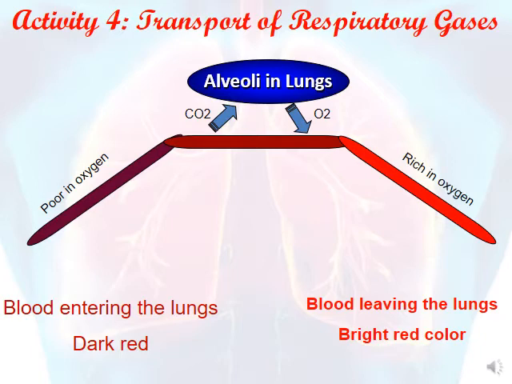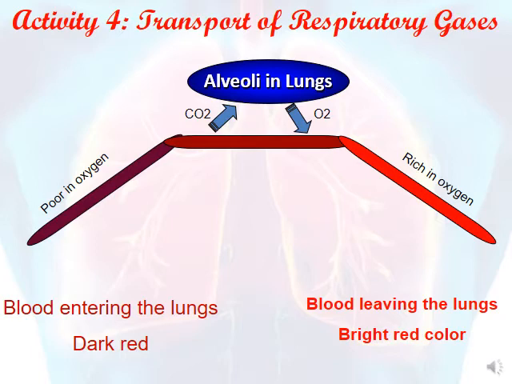So as you see here, we have the property here. We have poor in oxygen. That's why it's dark red in color, since it's poor in oxygen. At the level of the alveoli, we have diffusion. So oxygen gas diffuses from the lungs toward the blood, and carbon dioxide diffuses from the blood toward the lungs. How? Oxygen gas diffuses from the medium of high concentration of oxygen, which is the alveoli, to the medium of low concentration of oxygen, which is the blood.